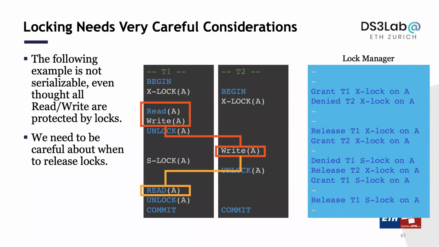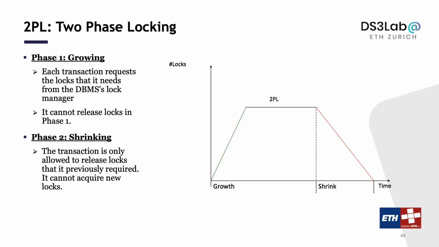So it means that by just holding the lock, protecting your read and write is not enough. It's actually important for you to decide when to acquire the lock and also when to release the lock, such that you are going to enforce conflict serializability. One way to do that is by doing something called two-phase locking. It partitions the transaction into two different phases.